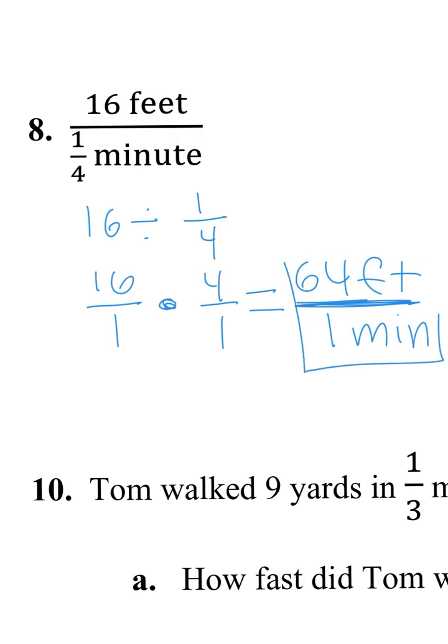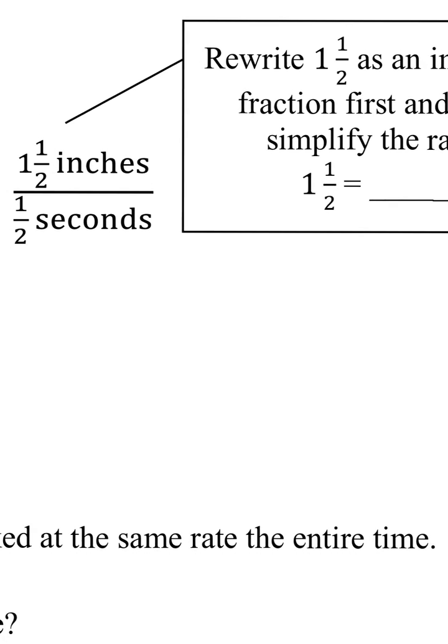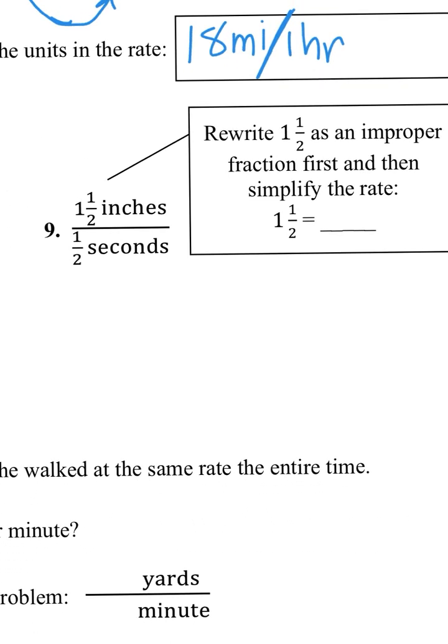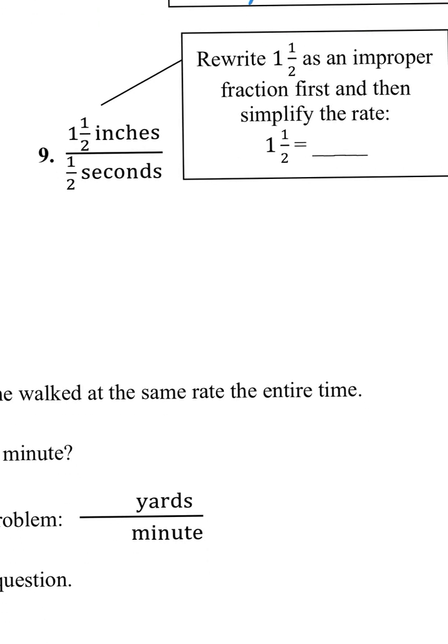All right, and that is your final answer. Let's go ahead and move on to number 9. Now, number 9, I'm going to shrink this down just a touch. It says rewrite, for number 9, it says 1.5 inches over half a second. And this says rewrite 1 and 1/2 as an improper fraction first, and then simplify the rate.